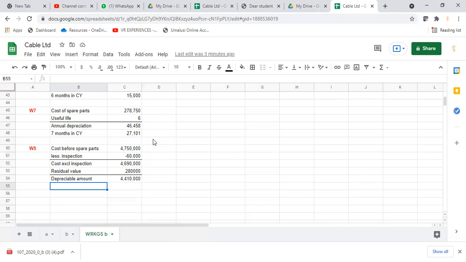So there we have the depreciable amount. Next we're going to have the useful life, and that is 20 years. And then we're going to have the annual depreciation.